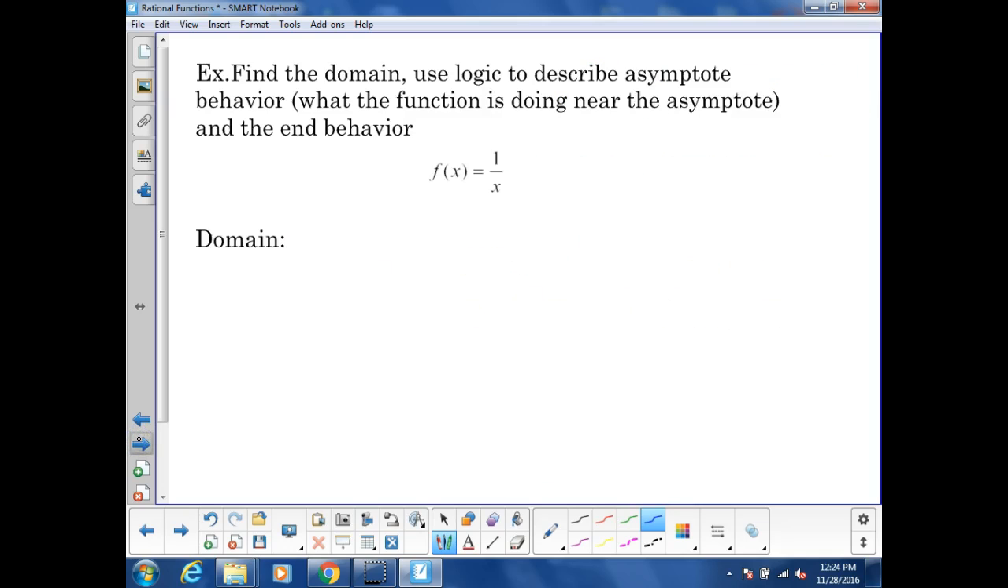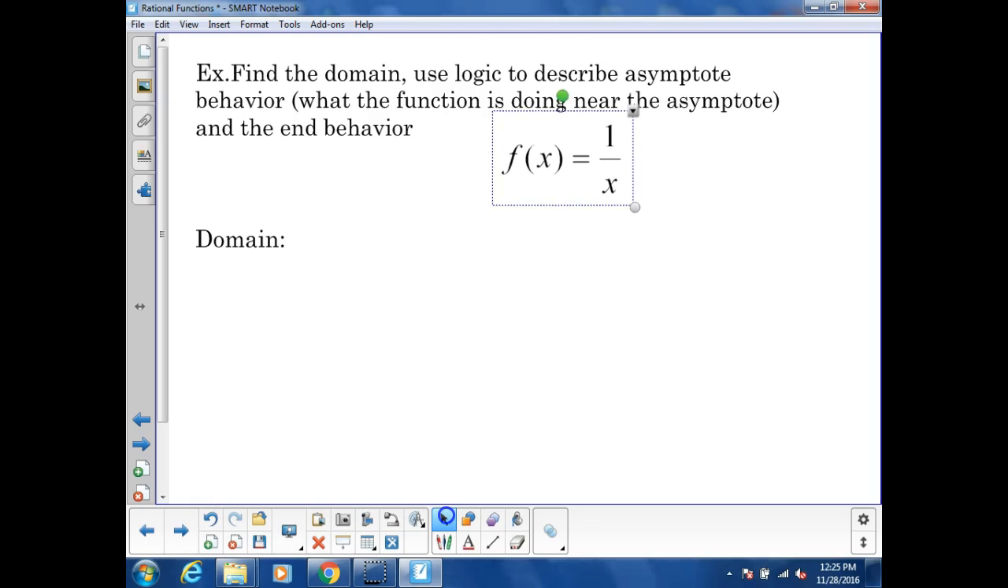So, our first example says: find the domain, use logic to describe asymptotal behavior, what the function is doing near the asymptote, and end behavior. And we'll get to all those when we get there. So first off, let's start with our function. Our function is f of x equals 1 over x. Okay? What is the domain of that function?